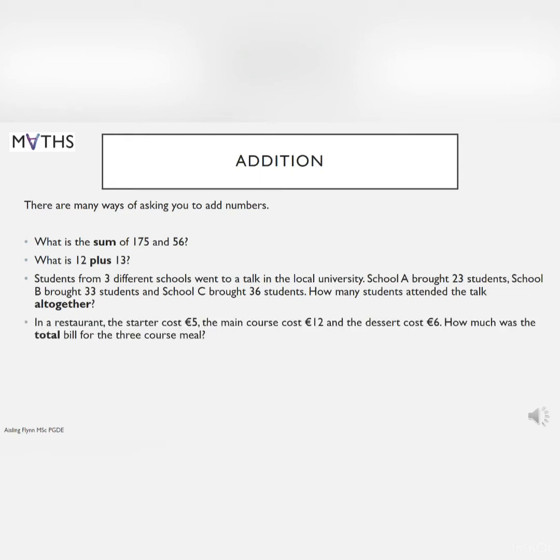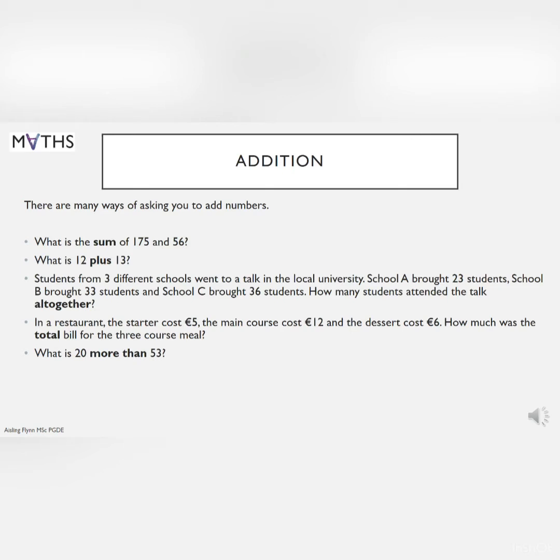Another example, in a restaurant, the starter costs €5, the main course costs €12, and the dessert costs €6. How much was the total bill for the 3-course meal? So the key word there is total. It's asking you to put the numbers together to find their sum, and basically to add those 3 numbers.